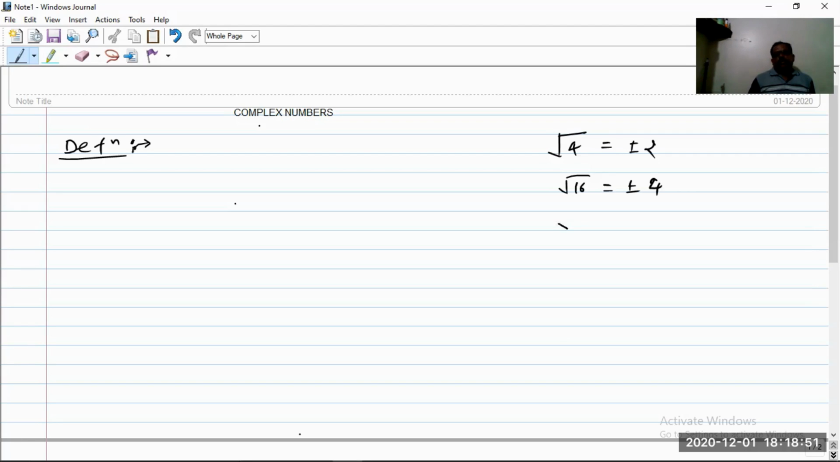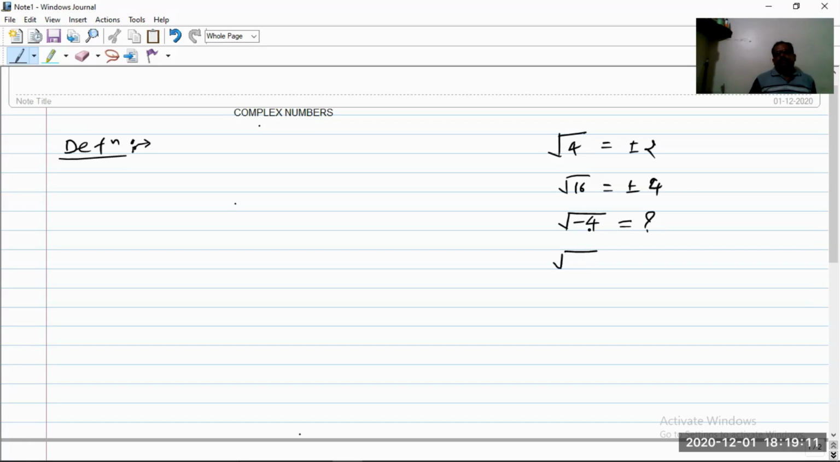So the question arises whether the square root of a negative number exists or not, or whether it is a real number or not, or if it is not a real number, are we able to find the square root of such negative numbers? The answer is yes. So how can it be obtained? We can obtain it like this.